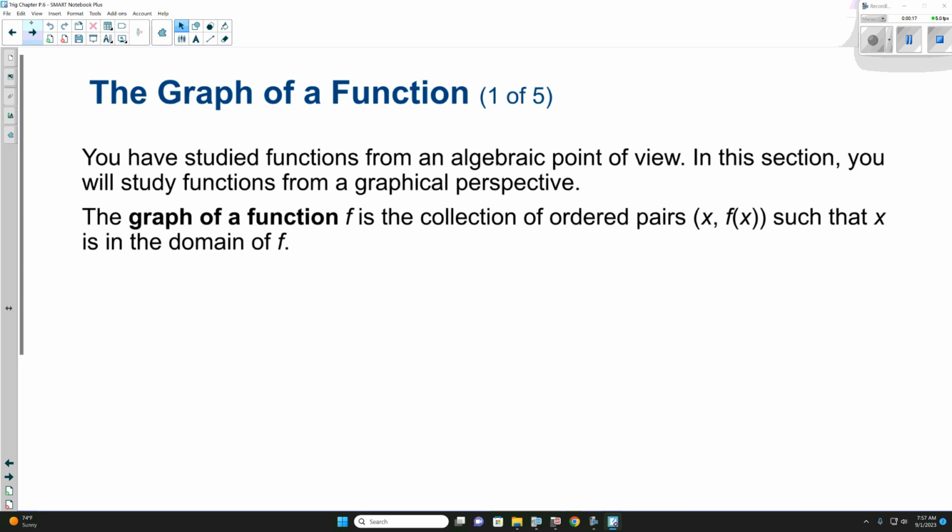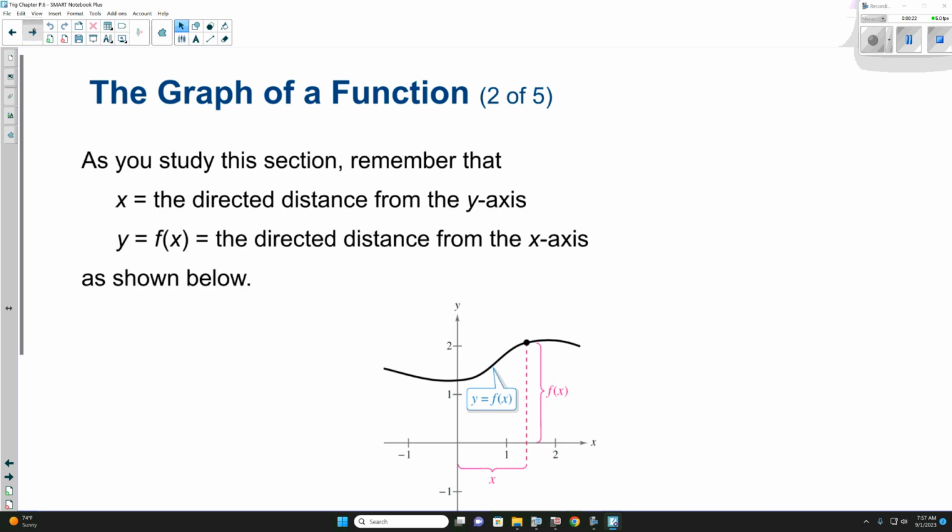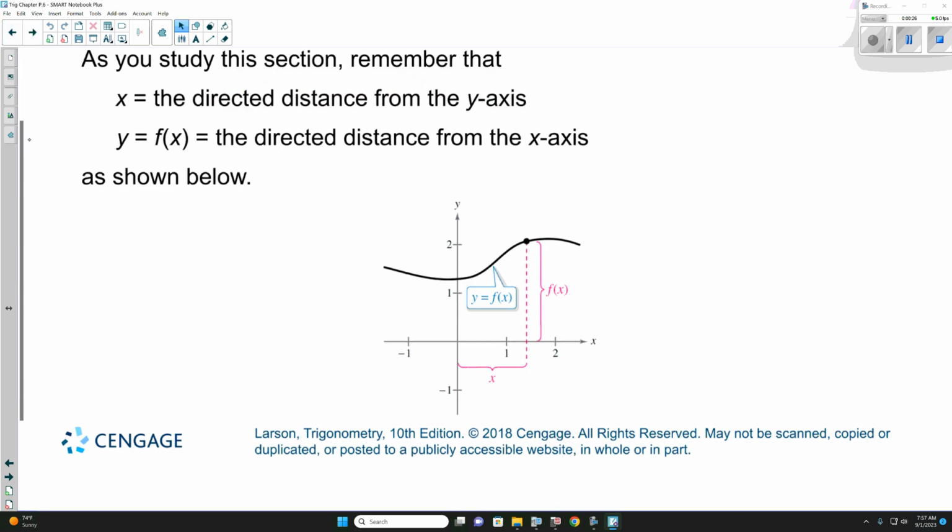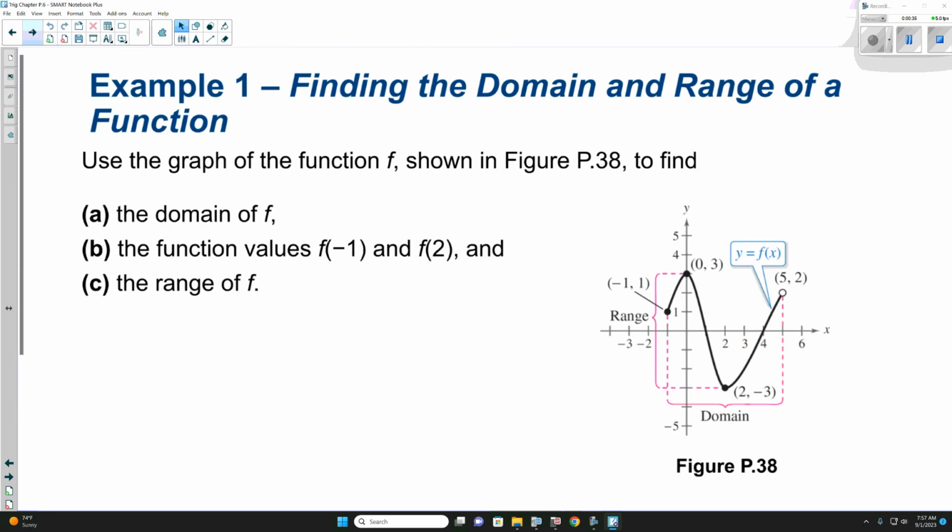And up there, well, the graph of a function is a collection of ordered pairs. We know this. We've looked at graphs. We've seen graphs up to this point. So this here is just relating x, the distance away from y, and y equals f of x, the distance away from x. And we have this here.